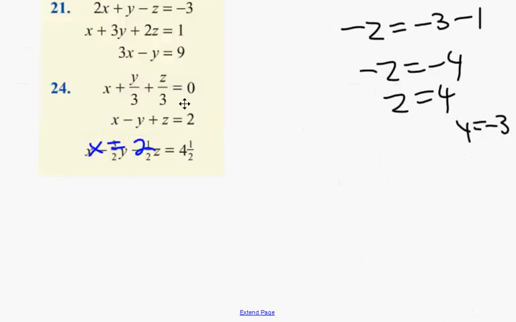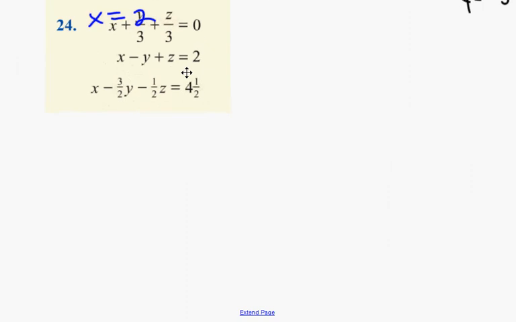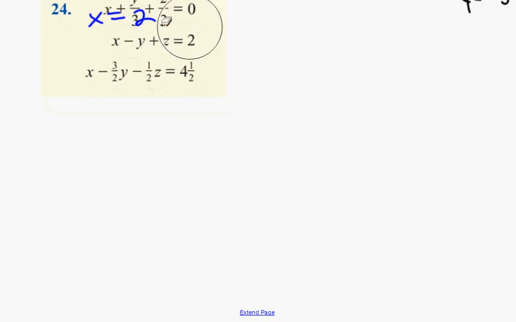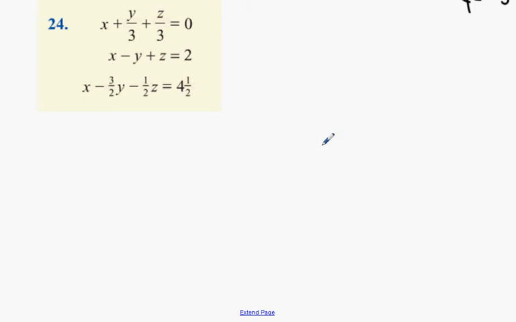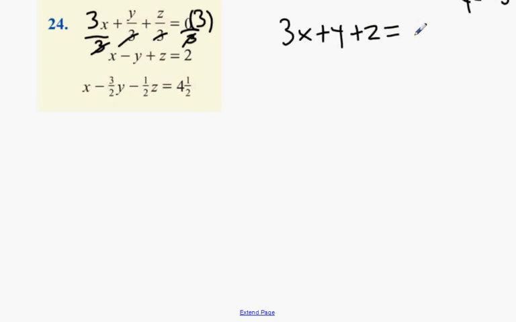Okay, guys. So, next one here. Question 24. First of all, what do I not like? I said it earlier. Hate fractions. 3x over 3, 0 over 3, 3. Everybody happy with that? The 3's cancel. What's my formula? 3x plus y plus z equals 0.